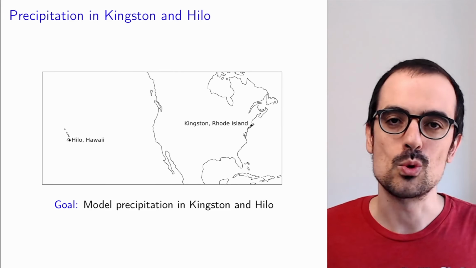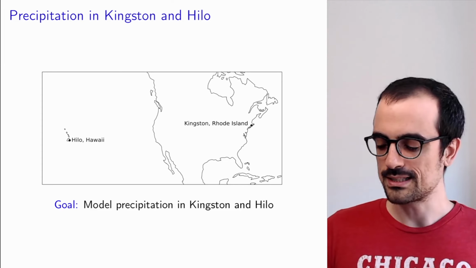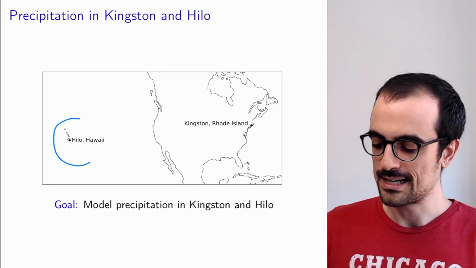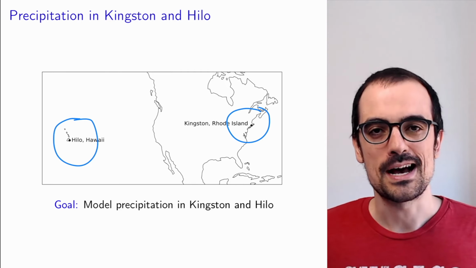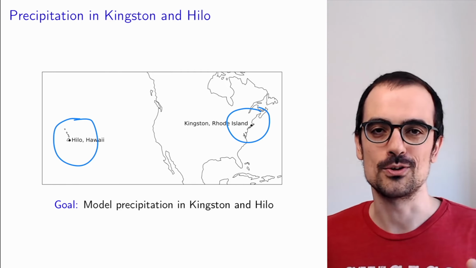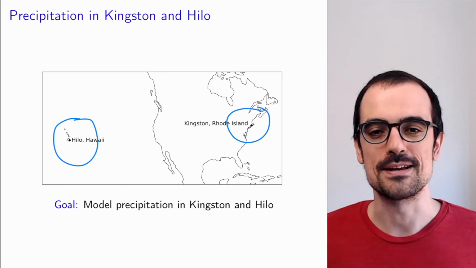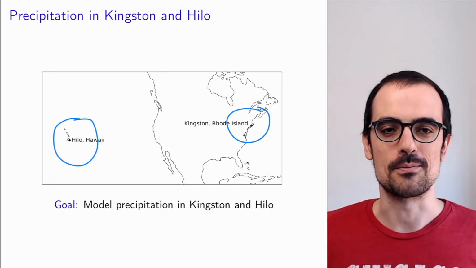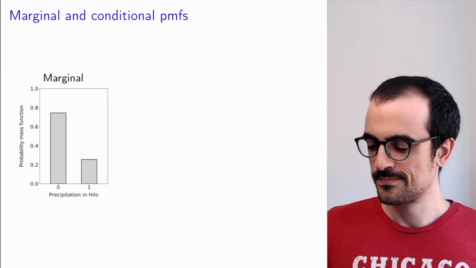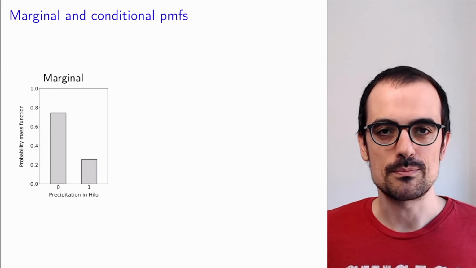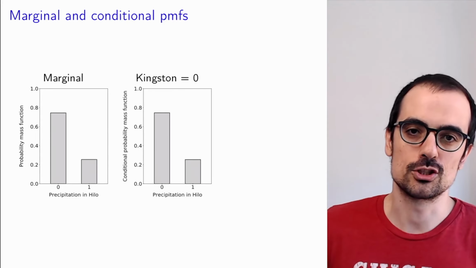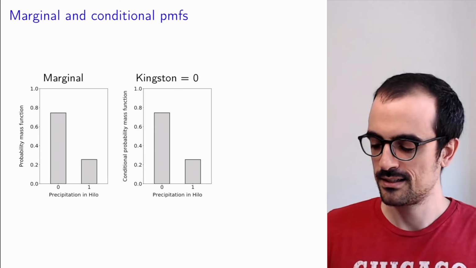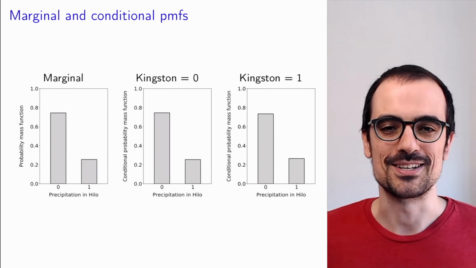Let's take a look at two other weather stations. One that is in Hawaii and another one that is in Rhode Island. And before we look at this, how do you think the marginals are going to compare to the conditional PMFs in this case? Just think about it on your own. So this is the marginal for the precipitation in Hawaii. And this is the conditional when it does not rain in Rhode Island. And this is the conditional when it does rain in Rhode Island.